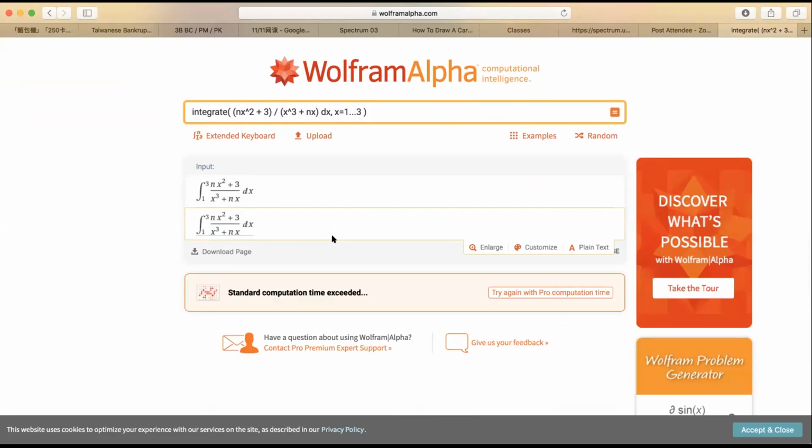All right, it says standard computation time exceeded, which is basically telling you that if you try to do that integral, it's going to be rather complicated, right? So why don't we ask it, okay, let's take the limit of n. Actually, the commands that I put here are quite intuitive. Sometimes you make some small mistake, it doesn't matter. Wolfram is smart enough to understand it.